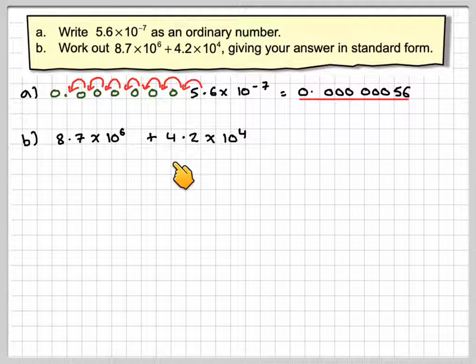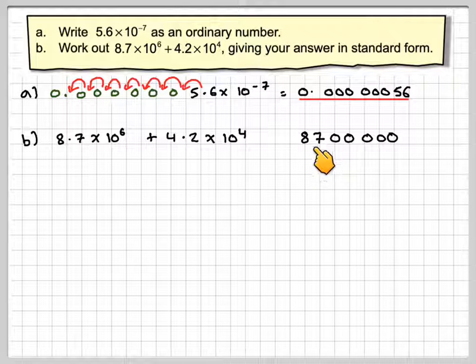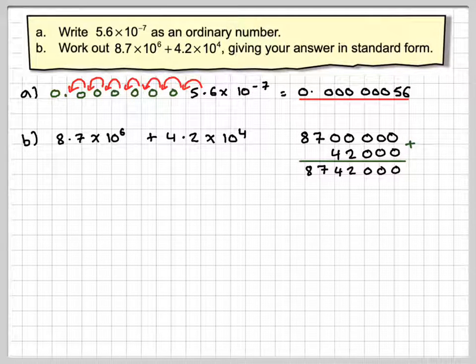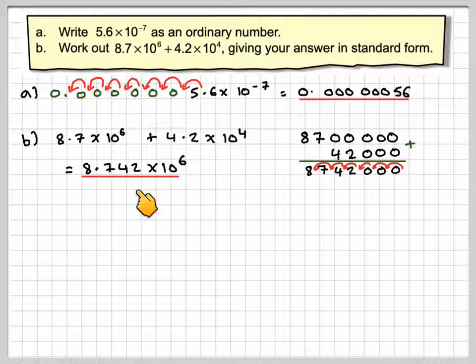B. If I now work out 8.7 times 10 to the 6 plus 4.2 times 10 to the 4. Now I could do that on my calculator, but this as an ordinary number will be 8, and we move the decimal point 6 places, and this was going to be 4, 2 with 3 zeros, i.e. we move the decimal point 4 places that way. And then if we add those up, which is quite straightforward, we can do it without a calculator, and then convert that number into standard form. So it's going to be 1, 2, 3, 4, 5, 6. So it's going to be 8.742 times 10 to the 6.